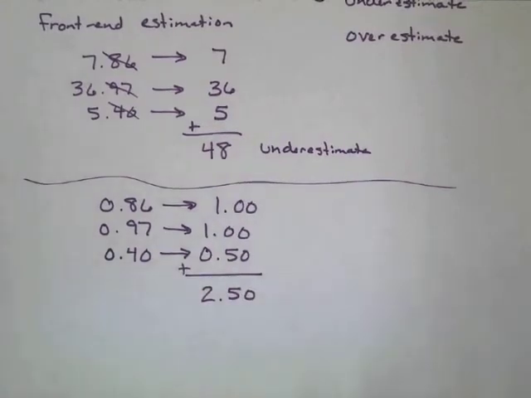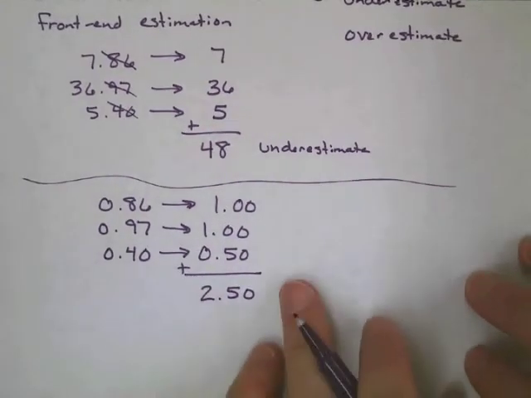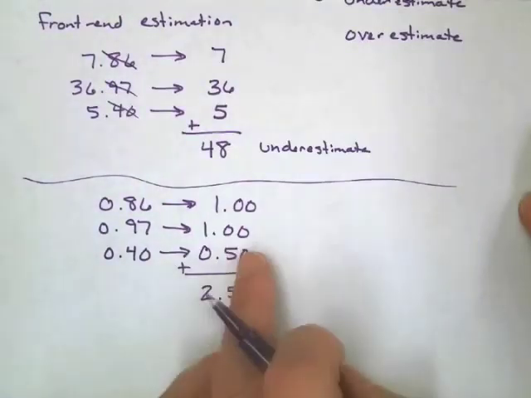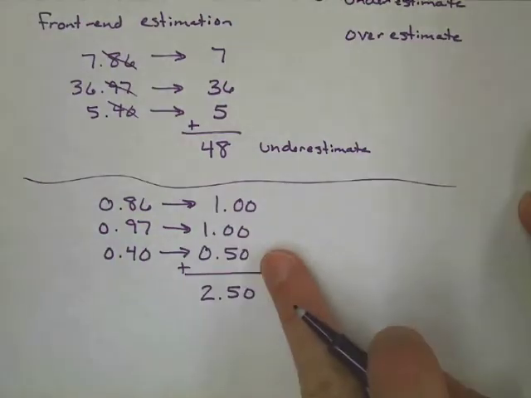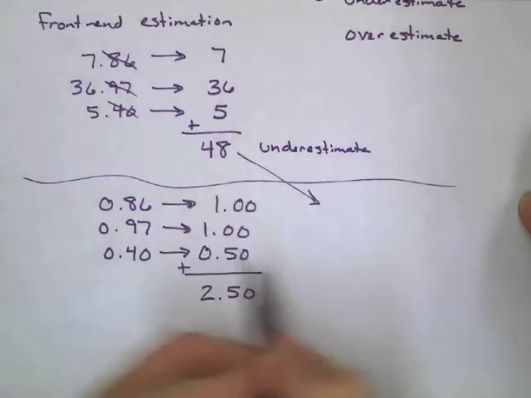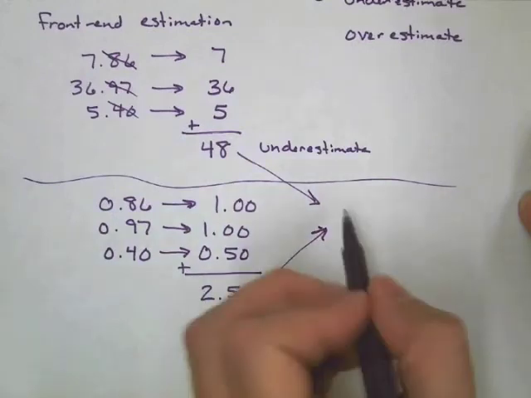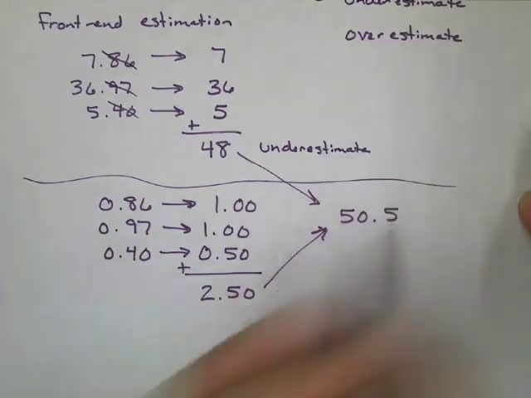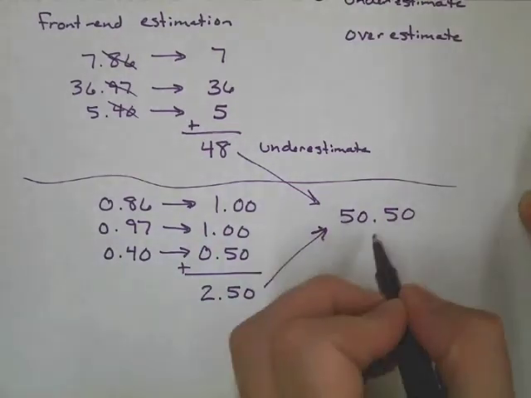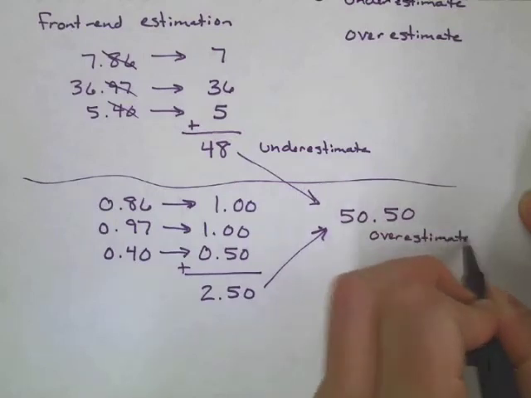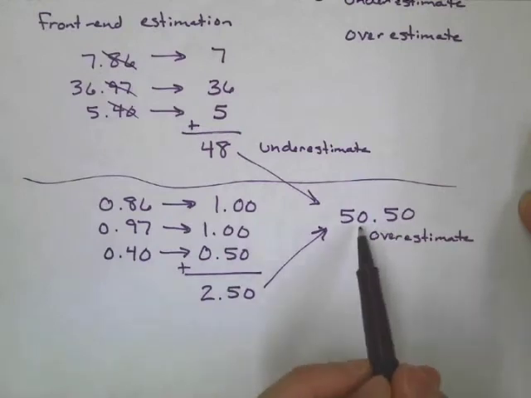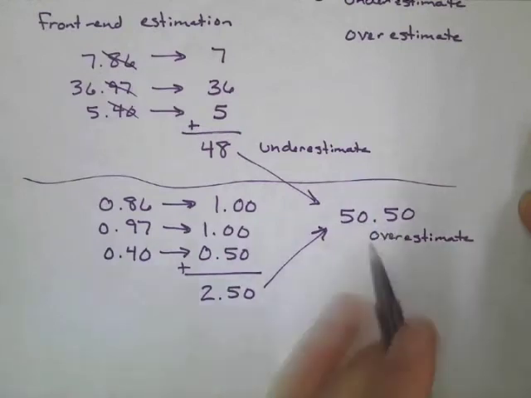And that by itself is not my overestimate, because remember that these numbers here were attached to these whole numbers over here. So we rounded all of these, this rounded up, this rounded up, and this rounded up. So now we're going to bring it together with our underestimate. And 48 plus 2 and 5/10ths is going to be 50 and 50 hundredths. This is our overestimate. Because these all rounded up, okay, this makes this our overestimate. This is going to be larger than our exact number.